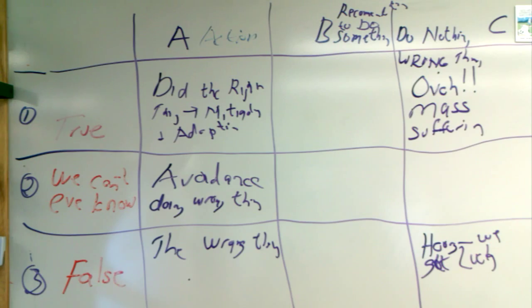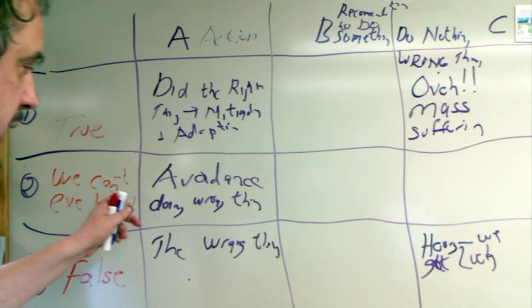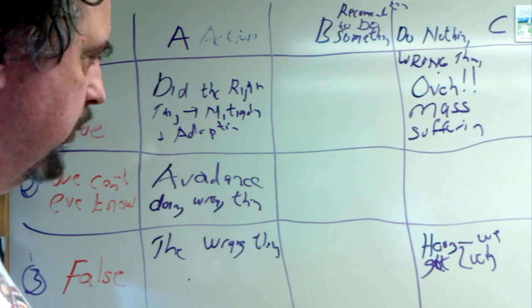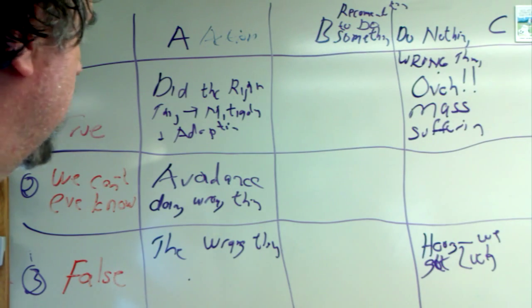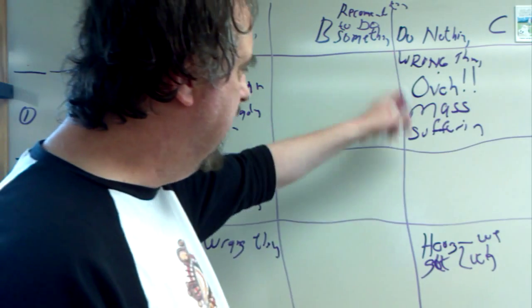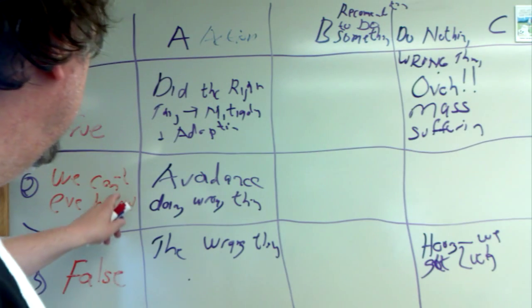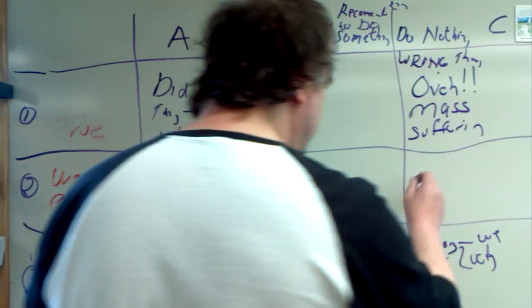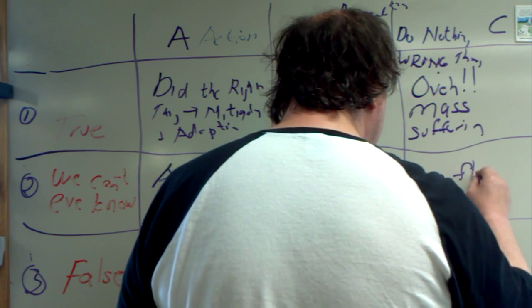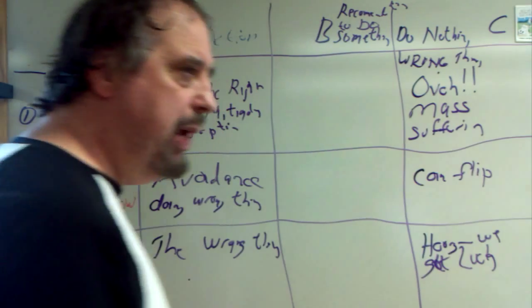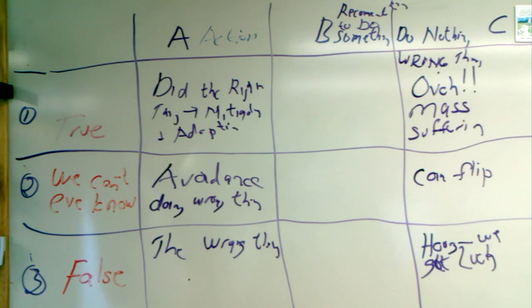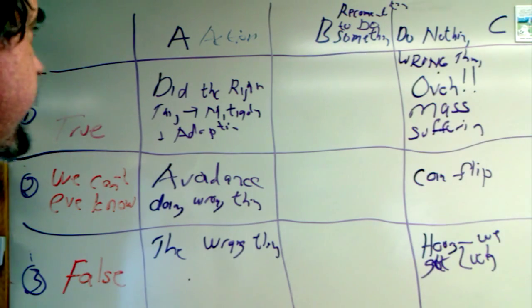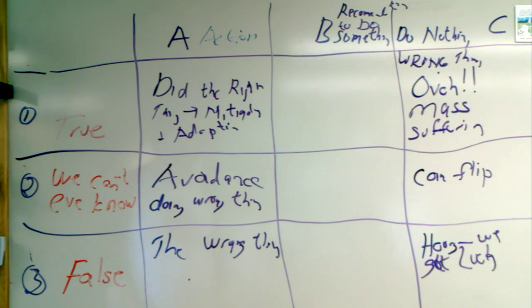All right, now, we got 4 more boxes to fill in. So, in the case of do nothing, and we can't even know, this is a coin flip. Maybe it worked out, maybe it doesn't. Do you want to trust your future well-being to a coin flip? I don't.